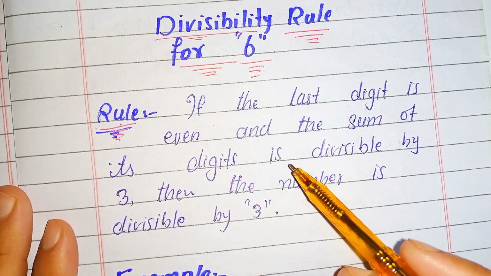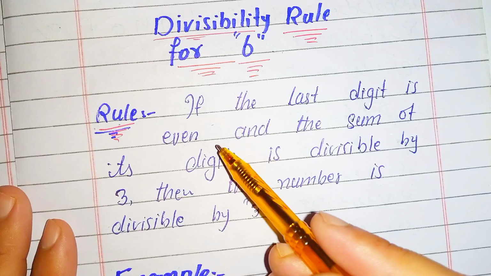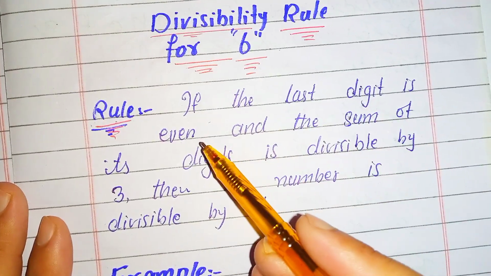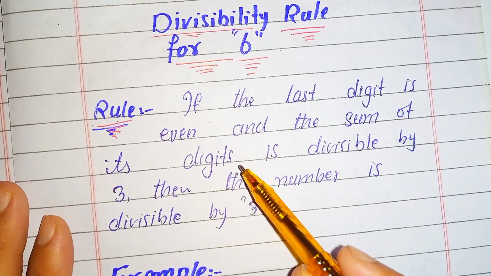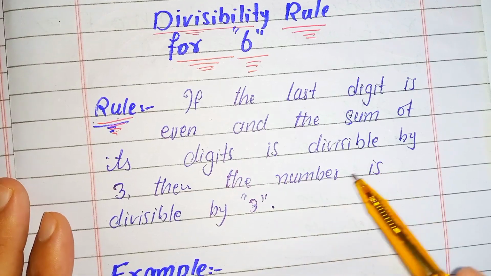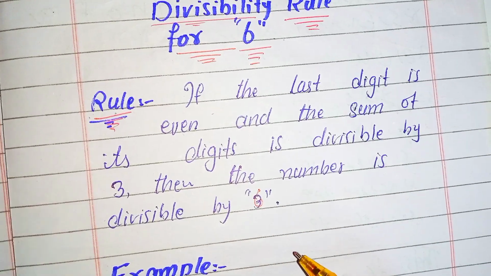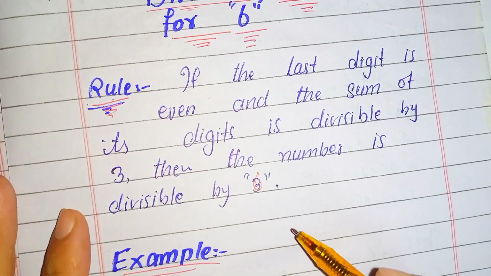Now here we are discussing the divisibility rule for 6. If the last digit of a number is even and the sum of its digits is divisible by 3, then the number is divisible by 6. Let's see an example.